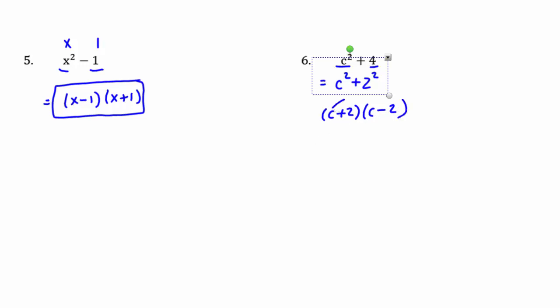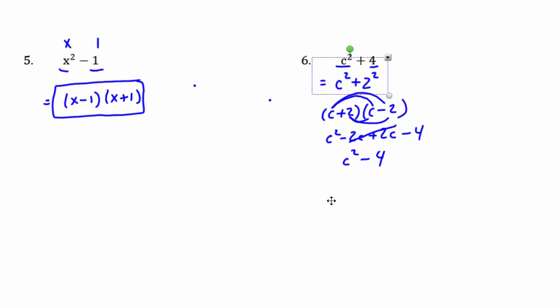If I look at this, this would become c squared minus 2c plus 2c minus 4. Oh good, the middle terms cancel out, we don't have any c's. But the only thing is this is a minus 4, not a plus 4.